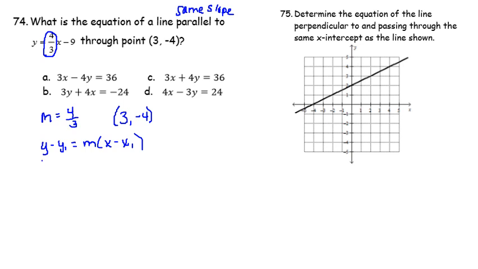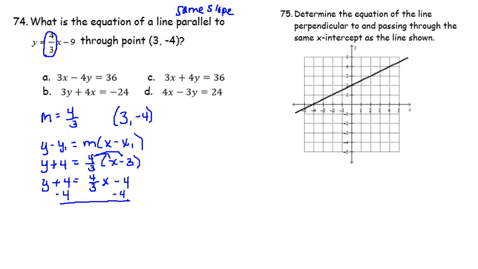So let's go ahead and plug that in. That's going to be y plus 4 equals 4/3 times x minus 3. We distribute here. That gives us y plus 4 equals 4/3 x minus, and that's negative 3 times 4 divided by 3, which gives us a negative 4. If we subtract 4 from both sides, notice we get y equals 4/3 x minus 8.